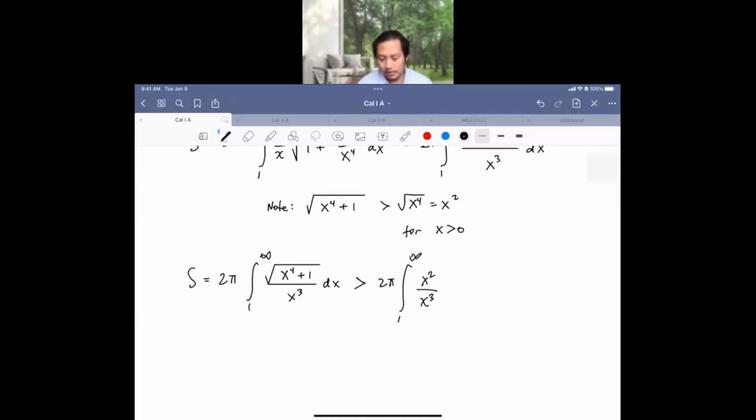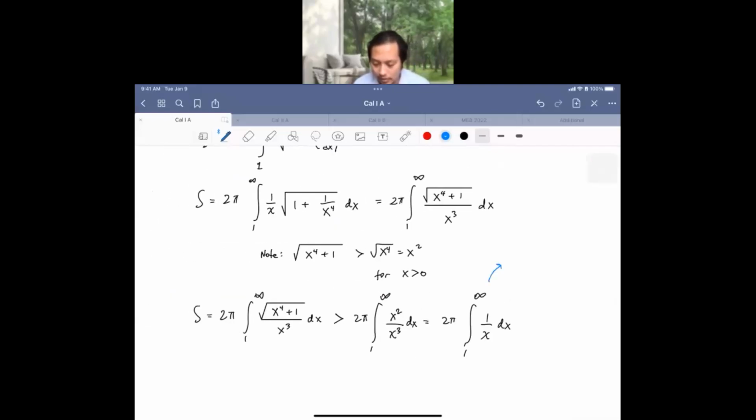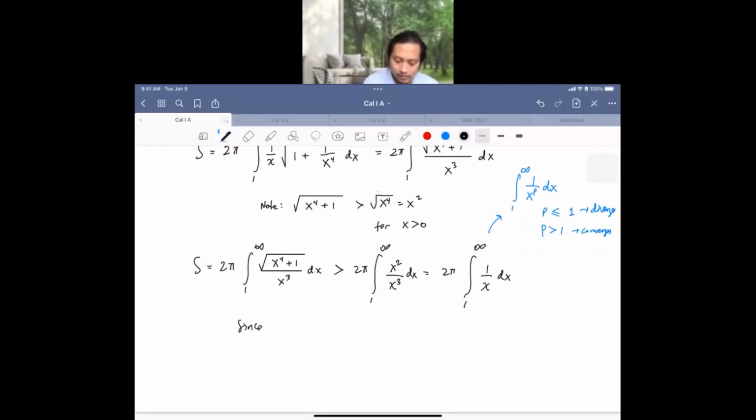and since this is equal to 1 over x dx, and remember in the improper integral we know that if p is less than or equal to 1, this will diverge, right? If p is greater than 1, this will converge. So since this diverges, then area S is infinite.